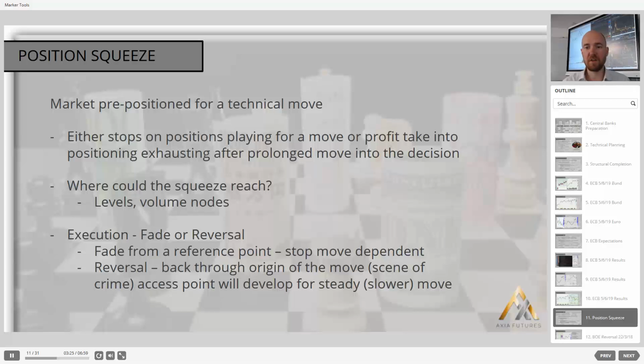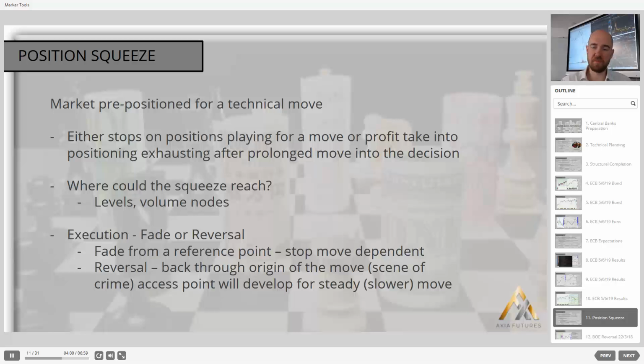Now, considerations for these type of trades. In your planning of a trade like this, and you can plan for a trade like this, what you need to be thinking about is, where are those positions going to exit? So the positioning of the market, what are those people going to do? Put yourself in their head. What would you do if you had that position? Where would those people get out? And also, in doing that, you're answering the question of where could that squeeze reach?